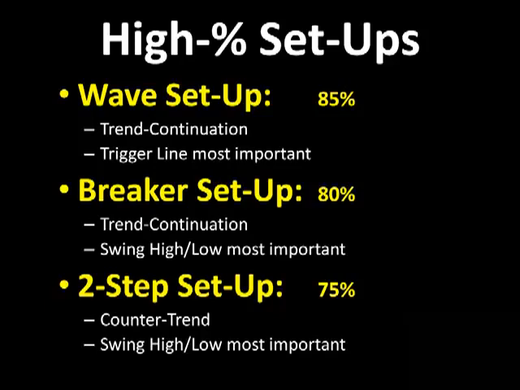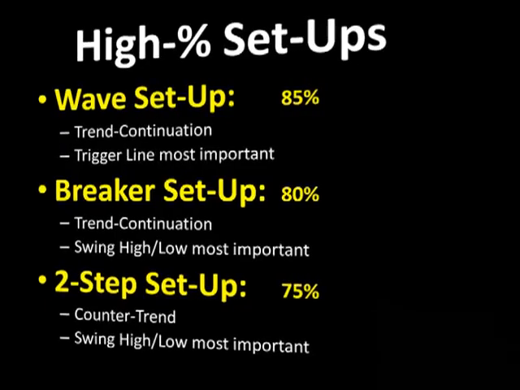Now I want to first of all make sure you guys are aware that the wave and the breaker are both trend continuation patterns. That means they trade with the trend. And the two-step setup, this of course is a counter trend pattern, so it goes against the short-term trend. As you can see, they're very high percentage, 85 to 75% winning ratios. And let's go over these patterns as they develop on our charts.